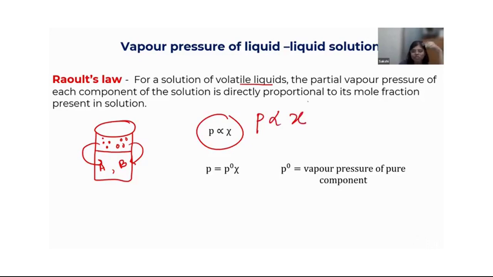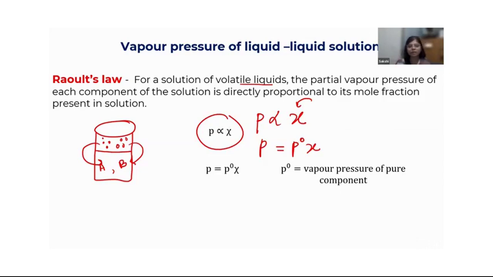This is X, which is actually chi, which represents mole fraction. Now we know that in any mathematical equation, we need to remove the sign of proportionality. So for that, we add a constant. Basically, here we are adding P naught, that is the pure vapor pressure of the component. Vapor pressure of the pure component.